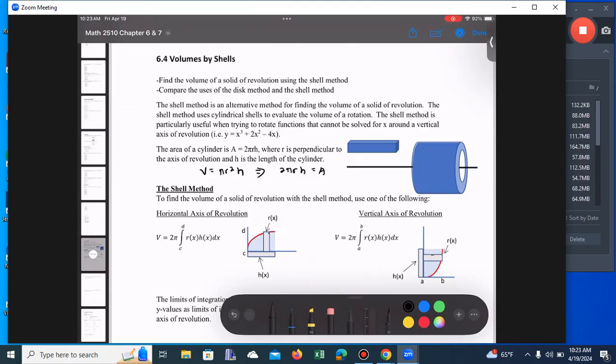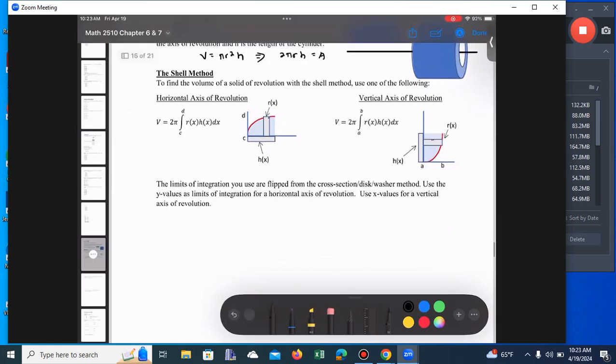All right, so we're going to integrate both horizontally and vertically. For the horizontal axis of revolution, you're rotating it around the x-axis. Your limits will go along the y-axis from c to d. So everything we're going to do, we have to have in terms of y.